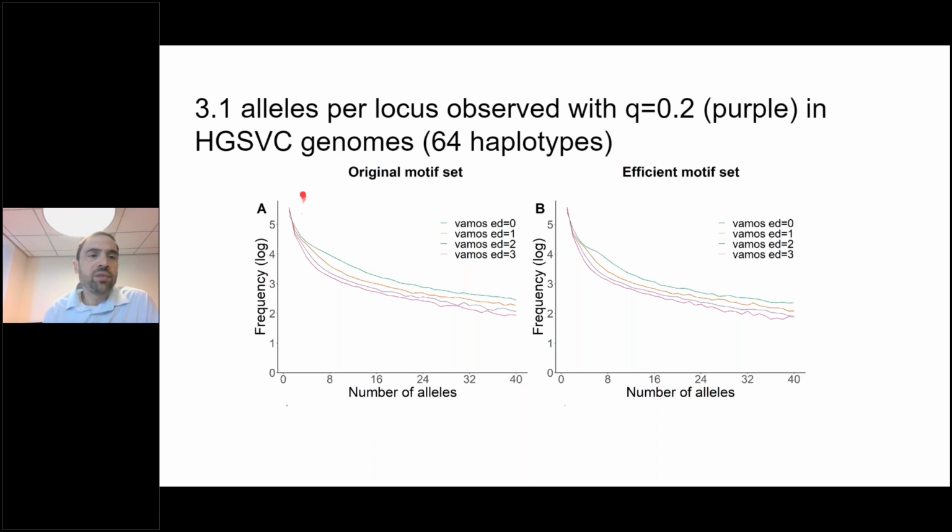And so you can interpret this as, well, there's a very large number of loci that are not terribly variable. There's either one or two different alleles observed in the population. And then there's another set of loci where, in this case, we cap the plot at 40, but we have 40 different haplotypes in 64 assemblies. This is with the unfiltered motif set. And then this is with the efficient motif set.